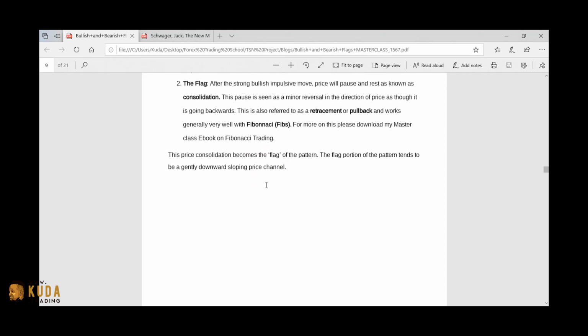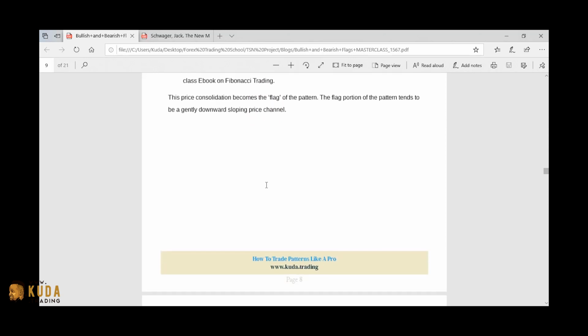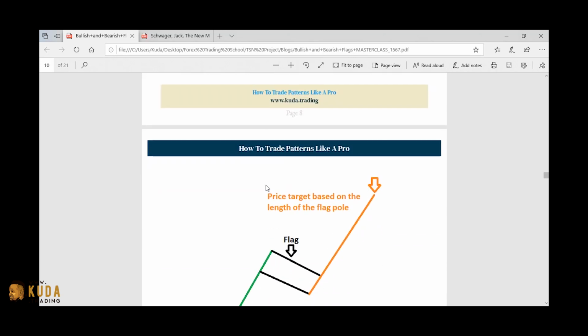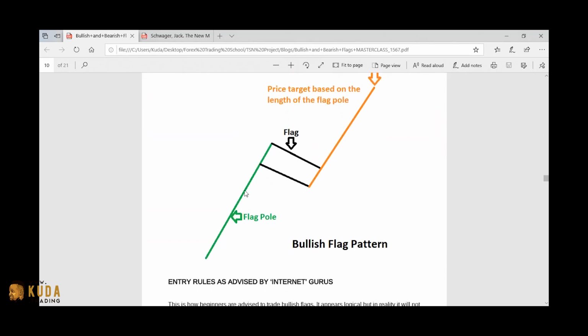More on that later. If you subscribe to my channel, I've got a lot of videos that I'm going to be posting to cover this. So in simple terms, that's the flagpole, that's the flag, that's the consolidation period. You see there's a slight dip backwards, that's your retracement, and then you get your extension. That's when the market breaks out and continues, trend continuation, remember, continues to go up.